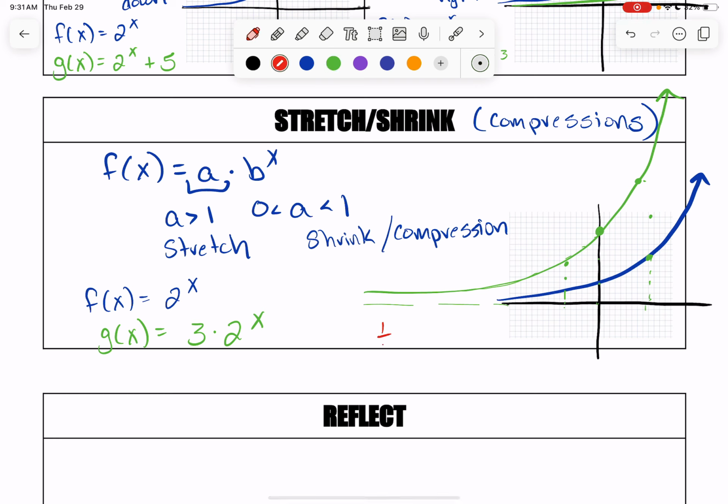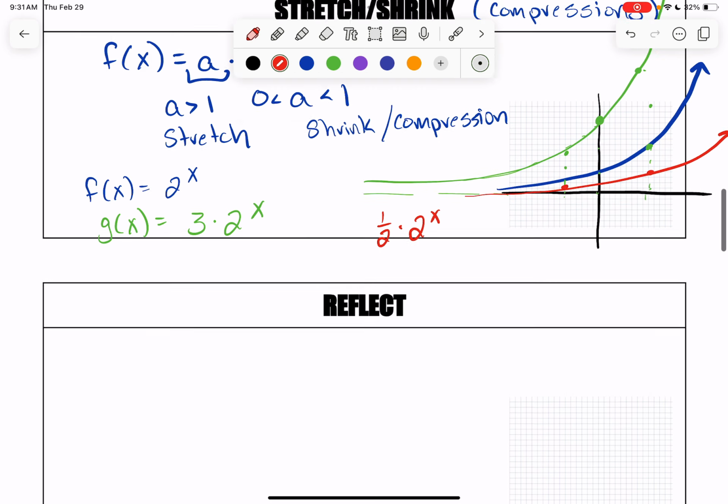Let's say I have 1/2 times 2 to the x. That's going to make those distances half as far, so it's not going to grow nearly as fast. So there's our stretch and shrink.